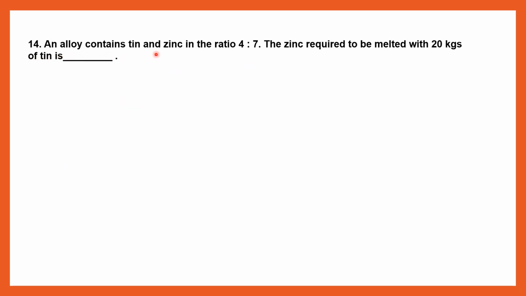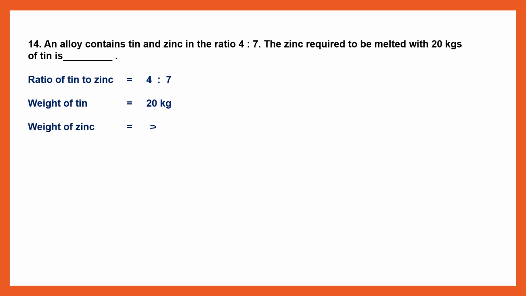An alloy contains tin and zinc in the ratio 4:7. The zinc required to be melted with 20 kg of tin is what? So we've been given the ratio of tin is to zinc, and the weight of tin is given. We have to find the weight of zinc. So what is the ratio given to us? 4:7. What is given to us? Weight of tin is given to us. Now we have to find the weight of zinc.